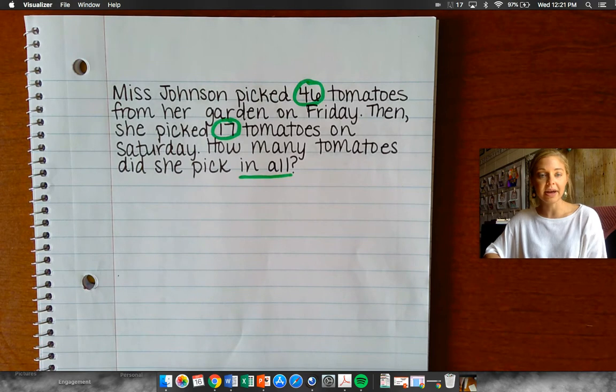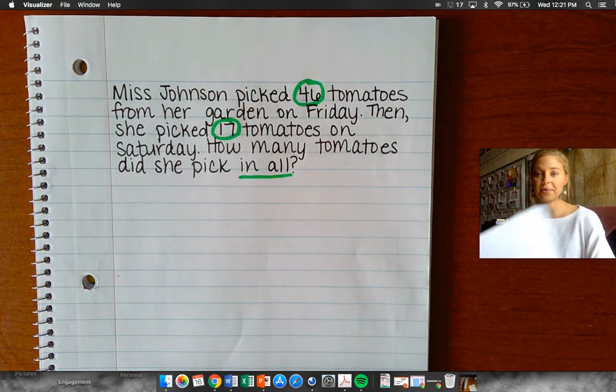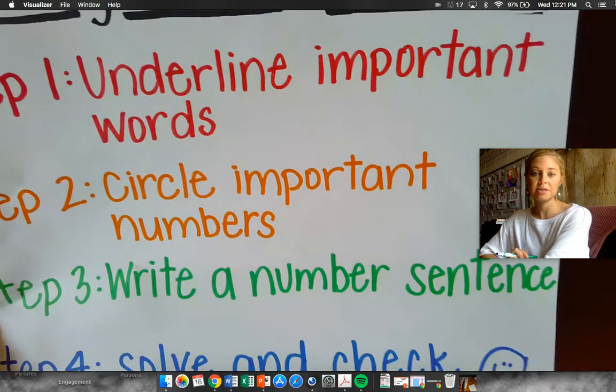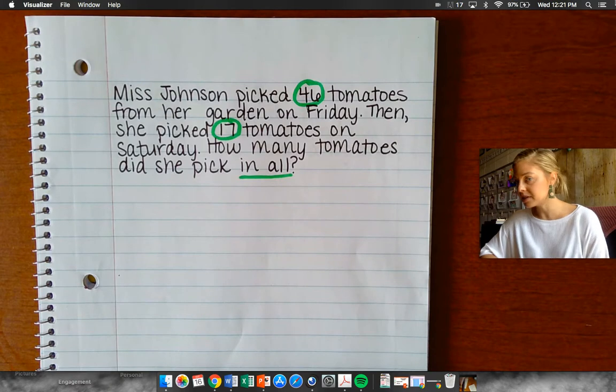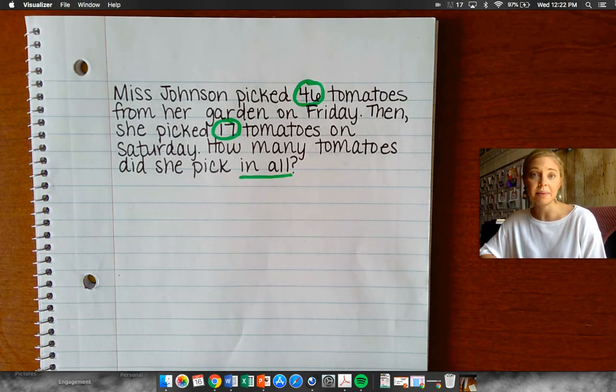Okay, so I underlined my important words and I circled my important numbers. And step 3 is to write a number sentence. So I need to write a number sentence based on what is happening here. And by the way, you might want to read a story problem more than once to really understand what's going on in that problem. I have to read problems more than once too, because that's just how my brain works. It works better for me to reread things to really understand it.